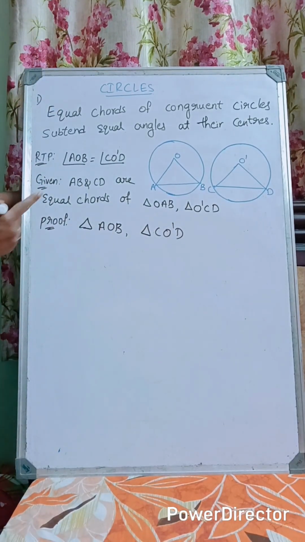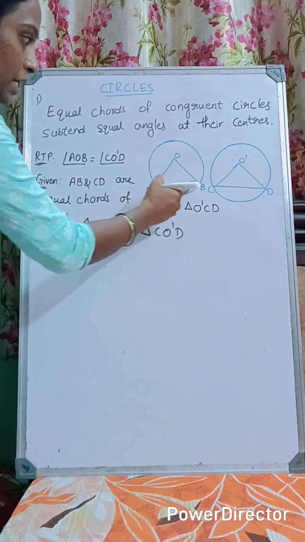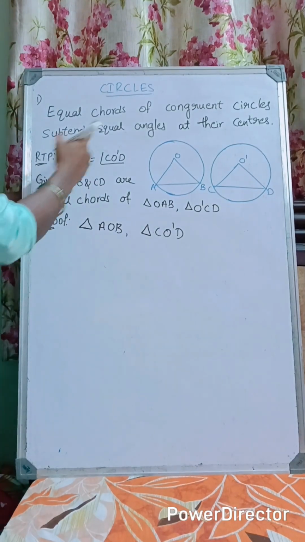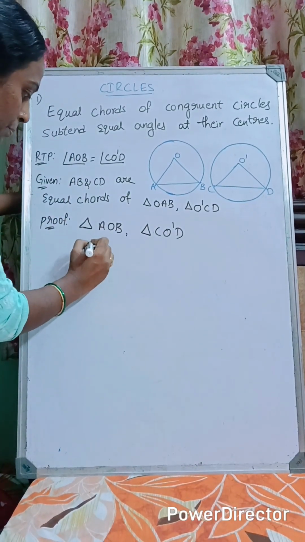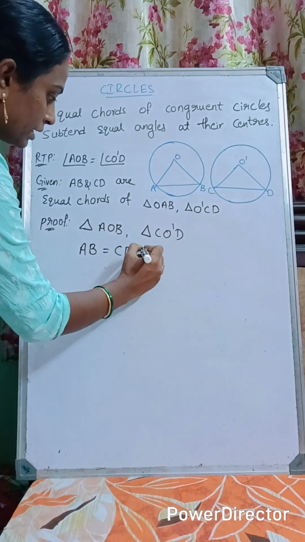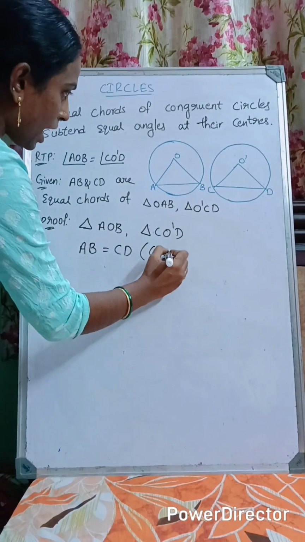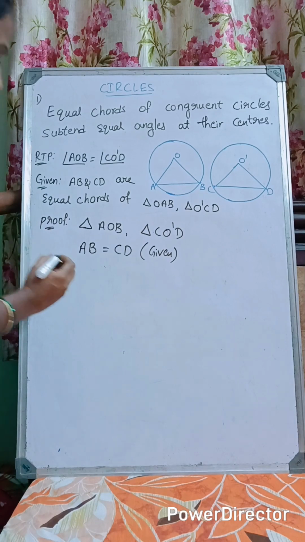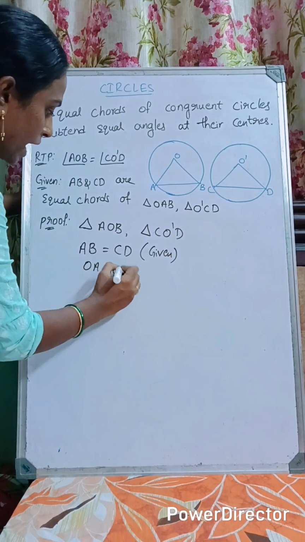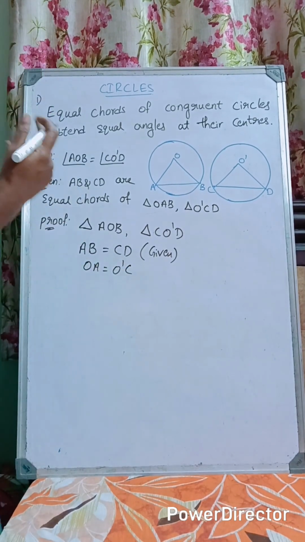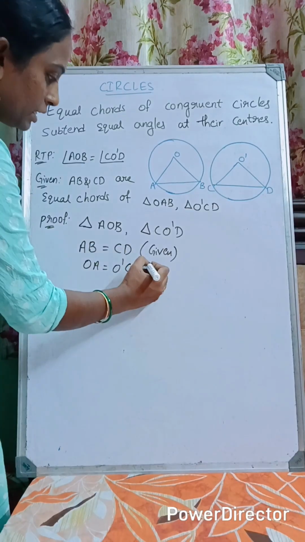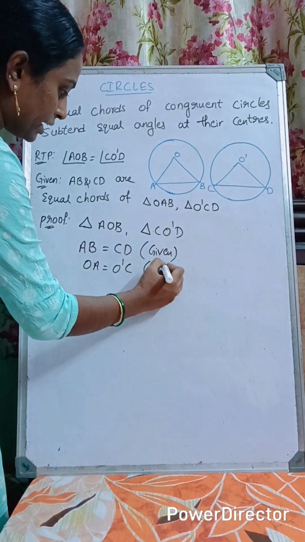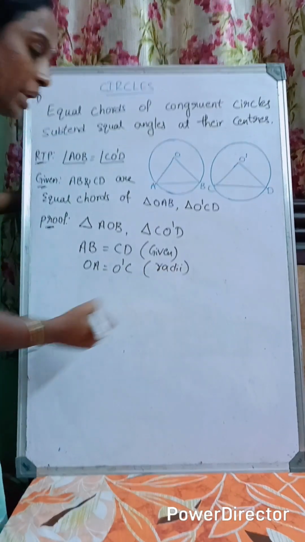So as we know here, AB is equal to CD, as they are given equal chords, right? Yes. AB is equal to CD. It is given, and OA will be equal to what? O dash C. OA will be equal to O dash C because those are congruent circles. It is also given, radii.